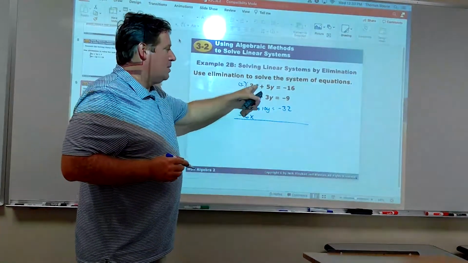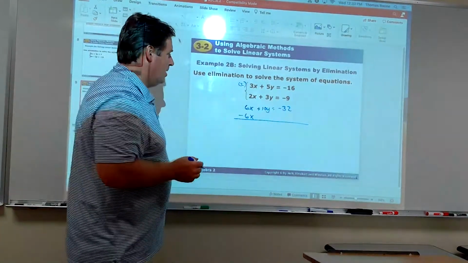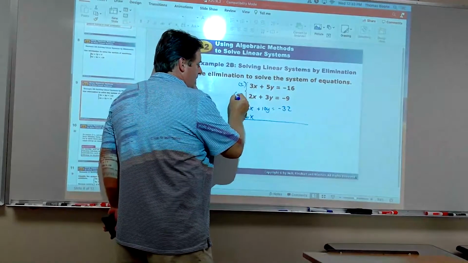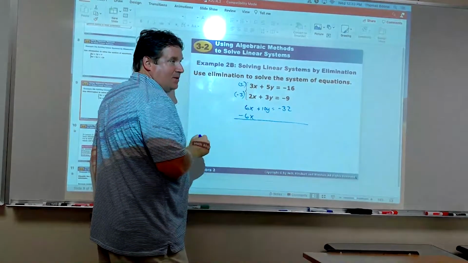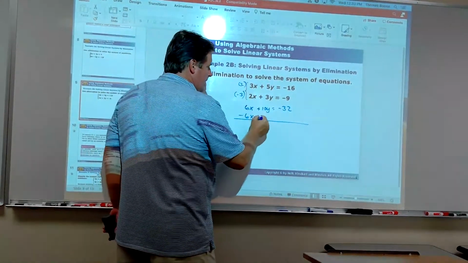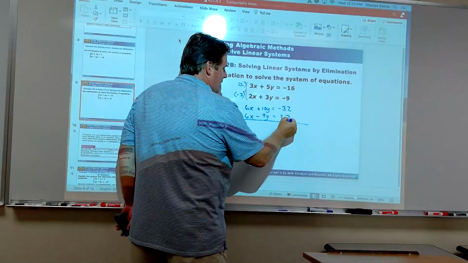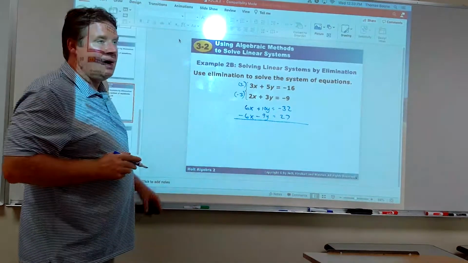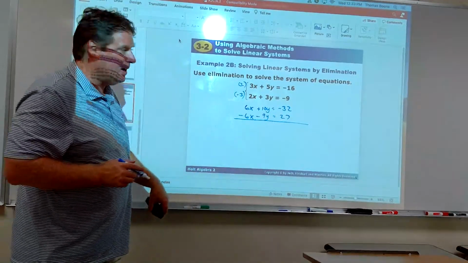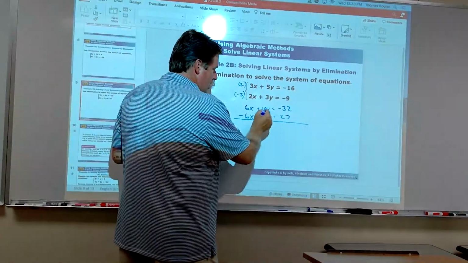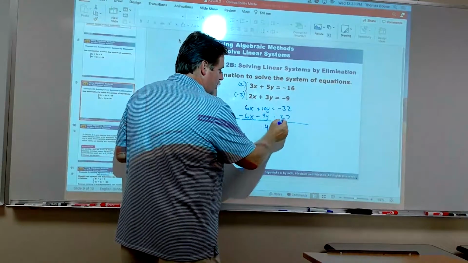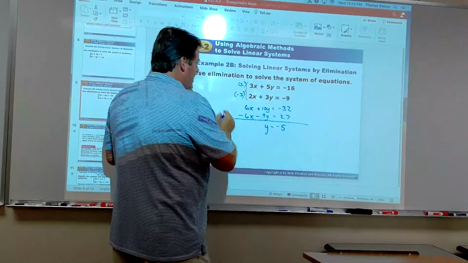Most often, people make a mistake. They forget to multiply everything by that number. Now, on the bottom, we're going to multiply it by negative 3, giving us the negative 6x, so that cancels. This becomes a negative 9y, and this would become a positive 27, is what we would see there. Now, when we add these together, the x's are eliminated. Oh, look at that. This works out really well. We get y is equal to negative 5.